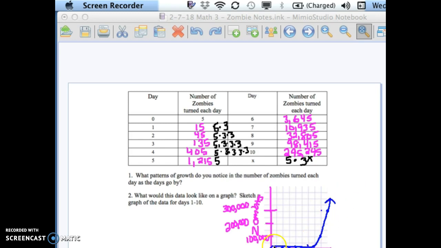And so yesterday, if you remember, we graphed this together. Everybody was supposed to sketch a graph. And with our graph, we saw that it was really hard to see any of the change for the first few days. But then once we got into the larger numbers, they just exploded very quickly.